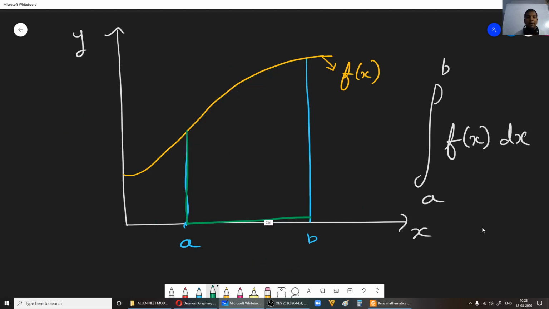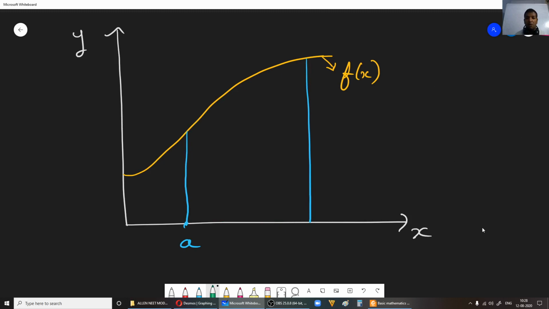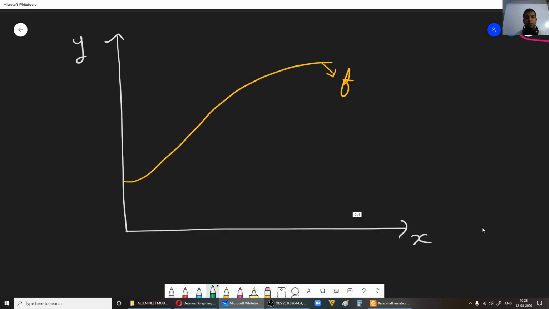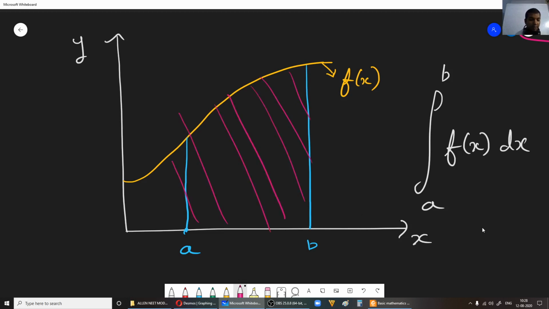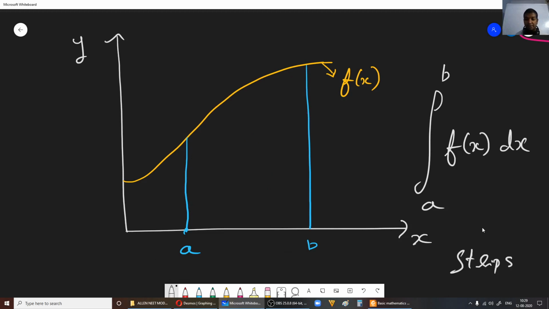Now to find out the area under the curve, so what we are going to do is, that is this area, whatever I have highlighted here. How can we find out this area? We will divide this area into small strips. That is the idea behind this.